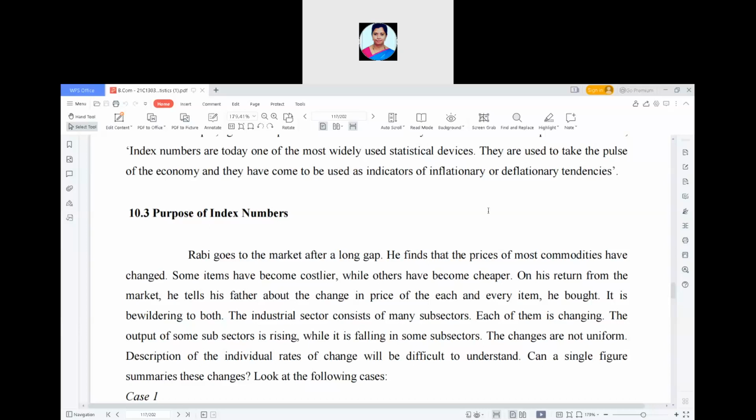And we have to suppose that Rabi goes to market after a long period, he finds that the price of most commodities have changed. Some items have become costlier while others have become cheaper. On his return from market, he tells his father about the change in price of each item he bought.